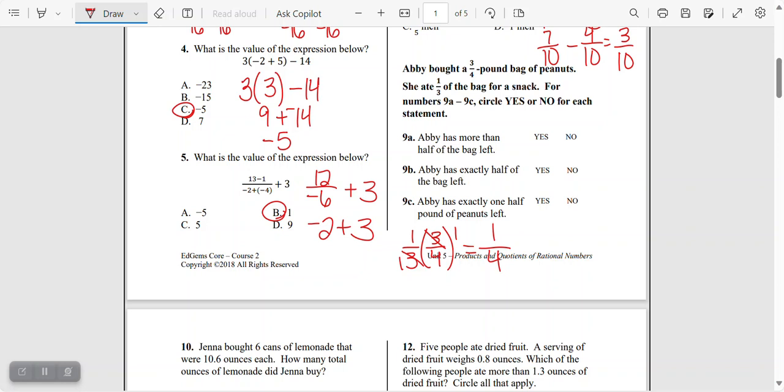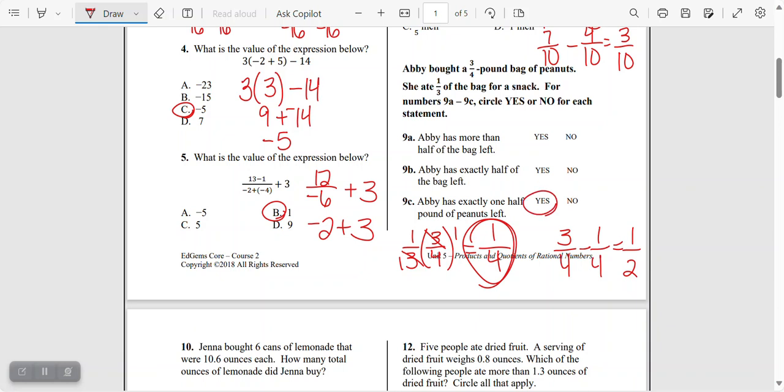So it says Abby has more than half of the bag left. Abby has exactly half of the bag left. Abby has exactly 1/2 pound of peanuts left. So if you eat 1/4 from 3/4, again, this number represents how many pounds she ate. You can see she's going to have 1/2 of a pound left. So option C is yes.